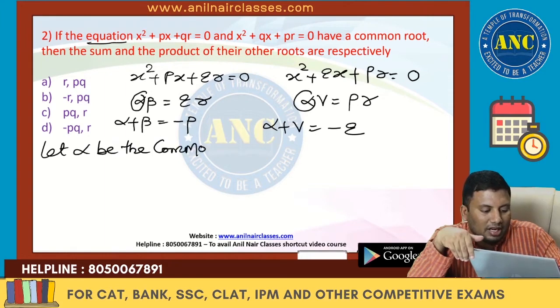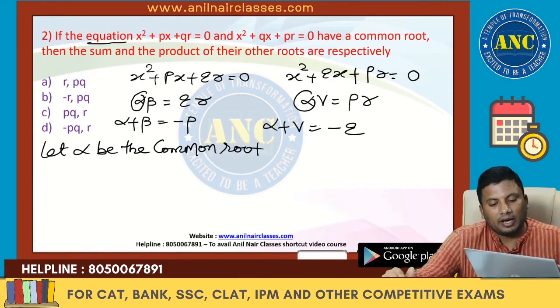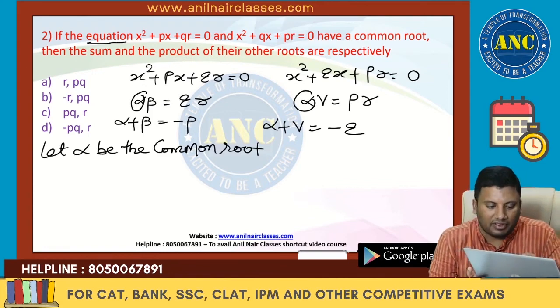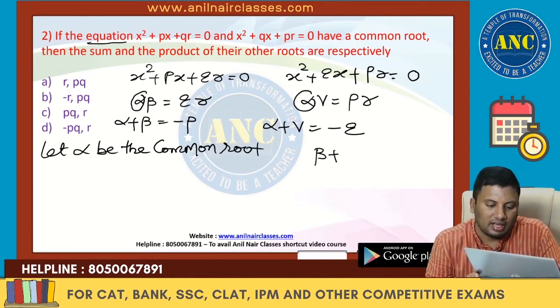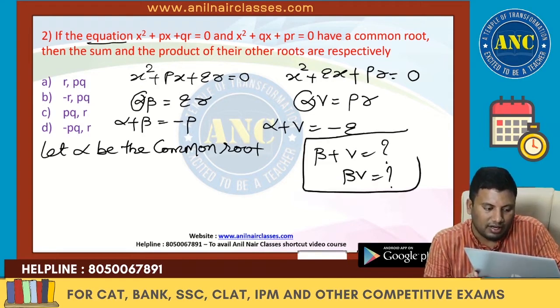Let alpha be the common root. We have understood the question, right? Then the sum and the product of their other roots. He is asking what is beta plus gamma, and he is asking what is beta gamma. This is the question.